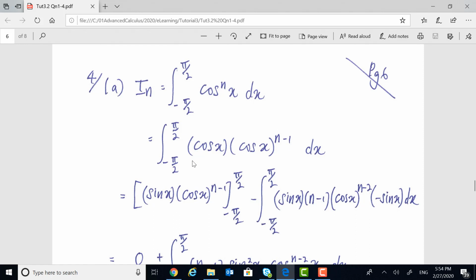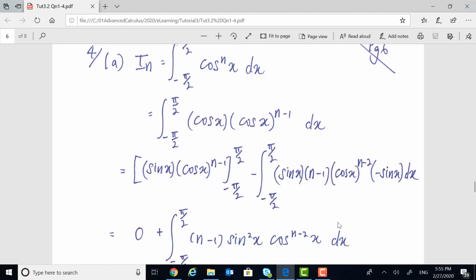You integrate cos x, you get sin x, and not forgetting the limits, minus pi over 2 to pi over 2, minus integral dx. Within here, I want to differentiate whatever I want to differentiate. Differentiating cos x to the power of n minus 1 is here. And then if you integrate this, it is sin x. So integrate this and then differentiate this one, I get here.